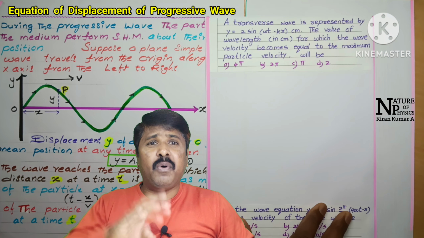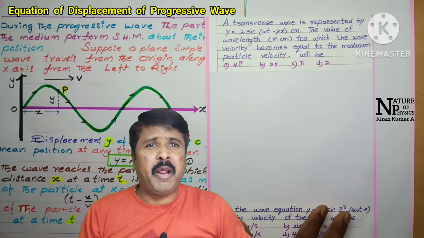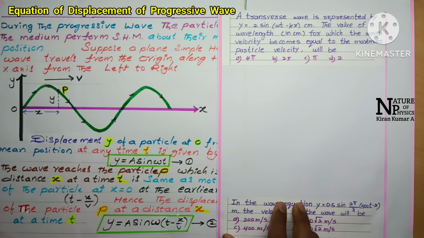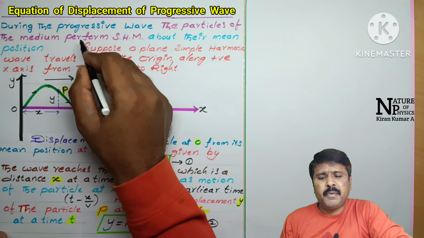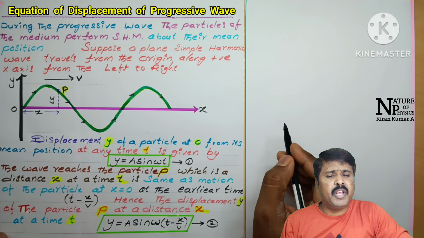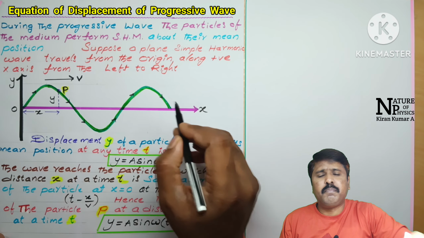Along with it, I am going to explain four numericals, which are previous year questions for students. During a progressive wave, the particles of the medium perform simple harmonic motion about their mean position.